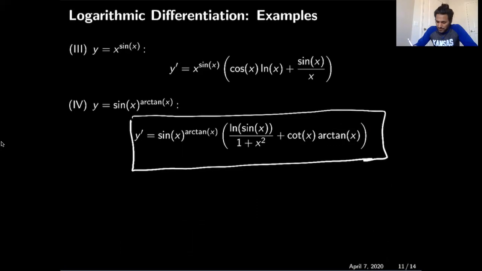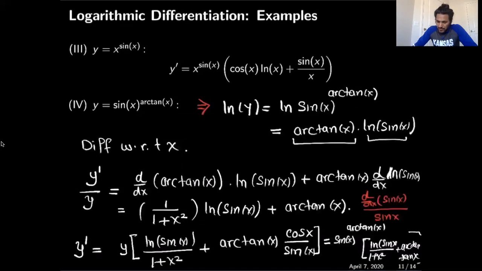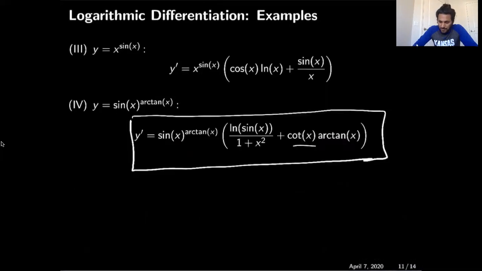Oh, sorry, I made a mistake here, because cosine x over sine x is cot x, not tangent x. So this is a cot x. This is a cot x. Which is here.